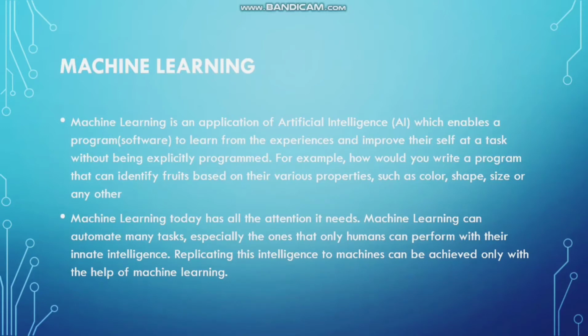Machine learning is a subdivision of artificial intelligence, where artificial intelligence is the topmost thing under which machine learning lies. Machine learning today has all the attention, as it can automate many tasks, and it can identify different things based upon features. Machine learning is going to change the future world soon.